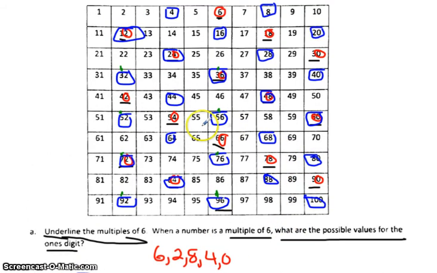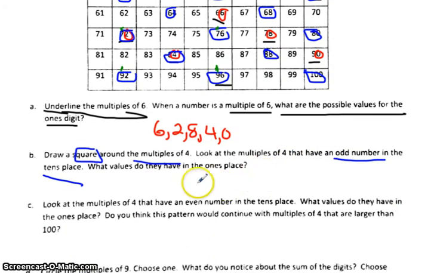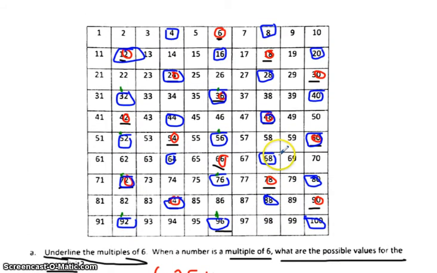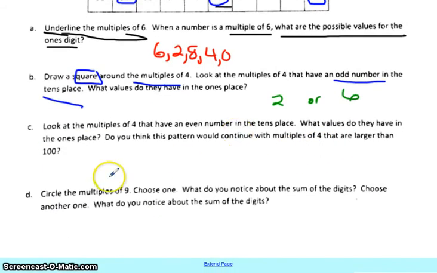And every single one of them has 2 or 6. Okay. So they have 2 or 6 in the ones place. That's a pattern. So when you're skip counting by 4 and you get to the odd numbers in the tens place, you know that there's going to be 2 or 6 in the ones place.